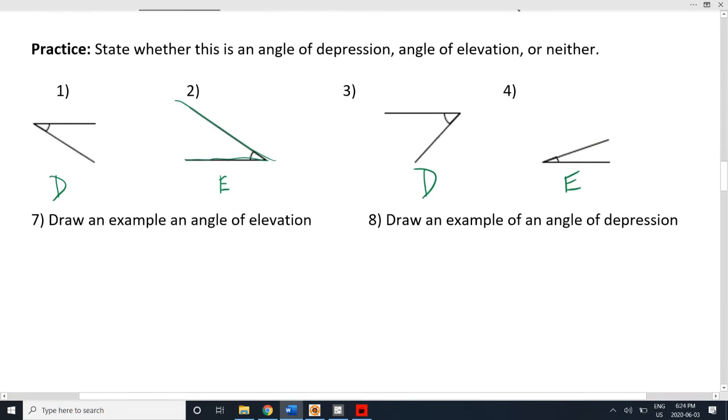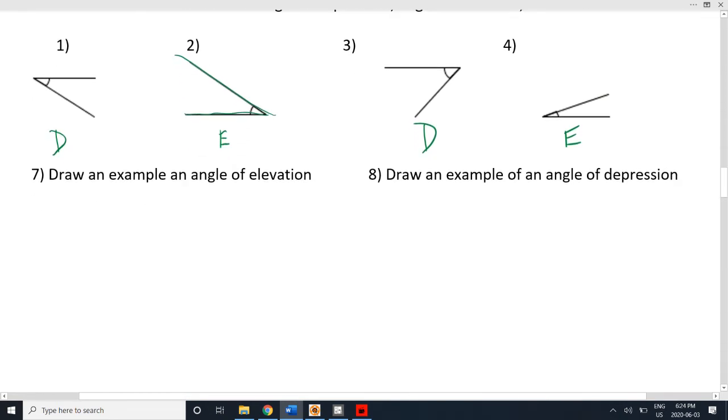Okay, let's draw an example of angle of elevation. So if our horizontal line is this way and we're looking to, let's say, the left, an angle of elevation could be this way. Right? And let's draw an angle of depression. Here's our horizontal line, and let's say we are looking right. So then if we're looking down, the angle is going to be this way. So this is going to be our angle of depression. So we're going to be using this idea to solve different types of word problems. So let's begin.